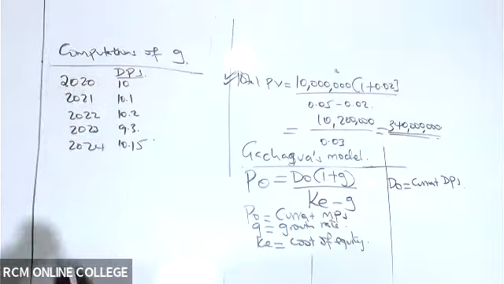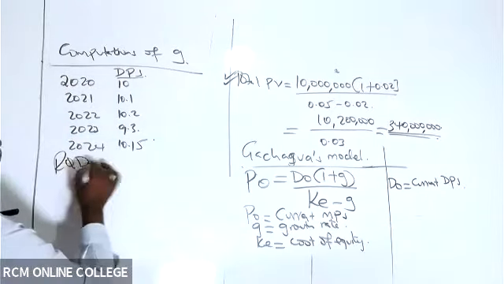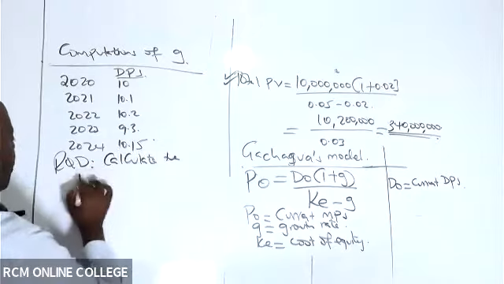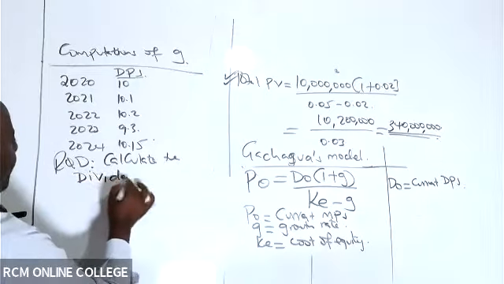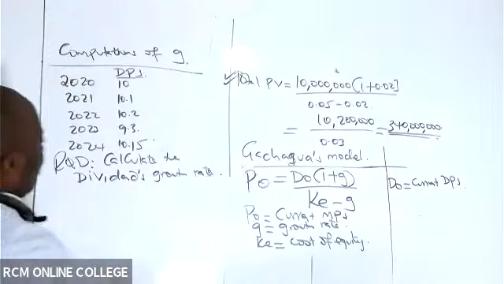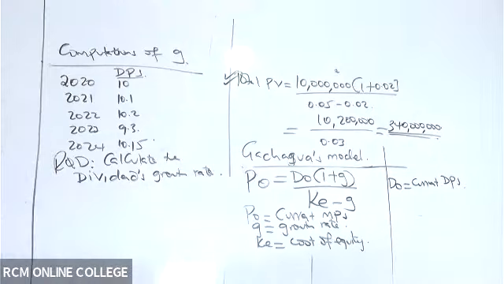So in this case, we are required to calculate G, to calculate the dividends growth rate.